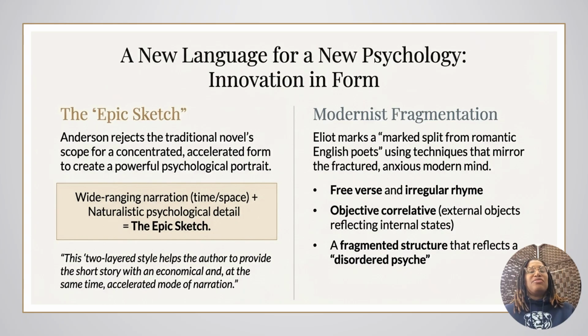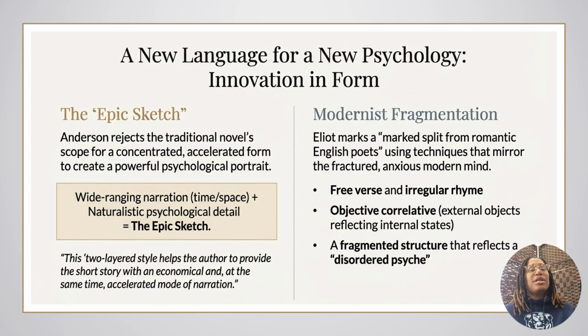T.S. Eliot's innovation is fragmentation. The poem's form mirrors anxiety and mental dislocation. Eliot breaks from smooth romantic lyric patterns by using free verse, irregular rhyme, and sudden shifts in voice and scene.